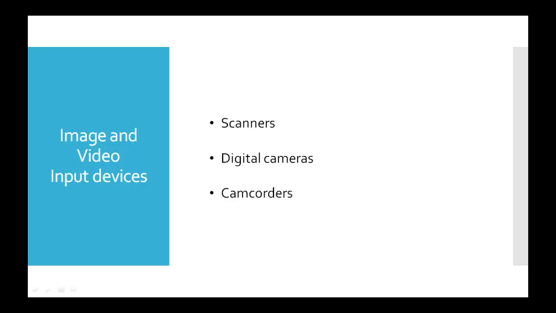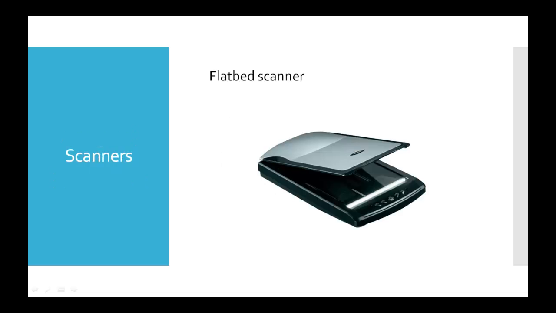In this part of the unit, we'll be talking about image and video input devices. Most commonly used image and video input devices are scanners, digital cameras, and camcorders. A scanner sees images and converts the printed text or pictures into electronic codes that can be understood by the computer. With a flatbed scanner, the paper with the image is placed face down on a glass similar to a photocopier.